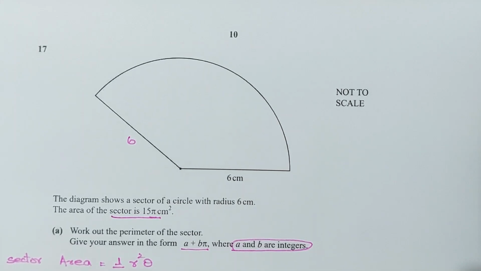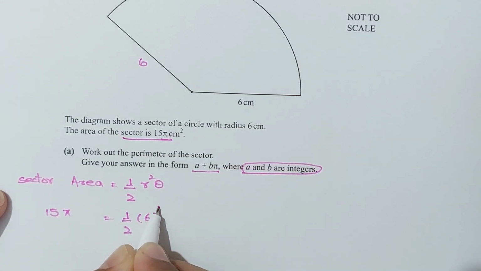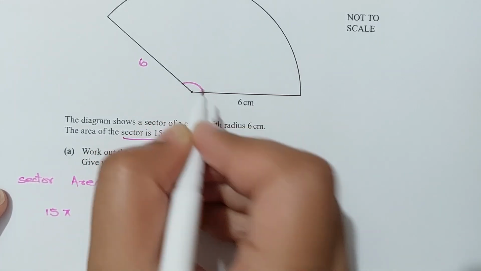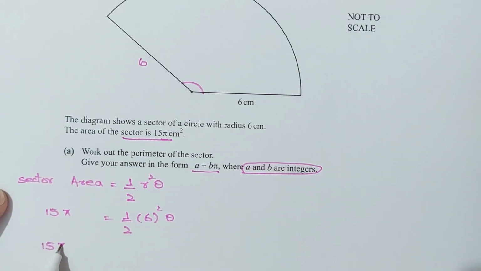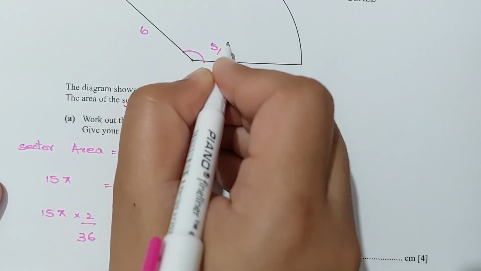Let me plug in the sector area, which is 15 pi. This is half, radius is 6 squared, and theta. This is the theta we have to work out, right? So 15 pi times 2 divided by 6 times 6, which is 36. This would be equal to pi, right? 2 times 15 would be 30. 30 over 36 pi, or we can say 6 times 5 is 30, 6 times 6 is 36 pi. The answer is 5 by 6 pi.